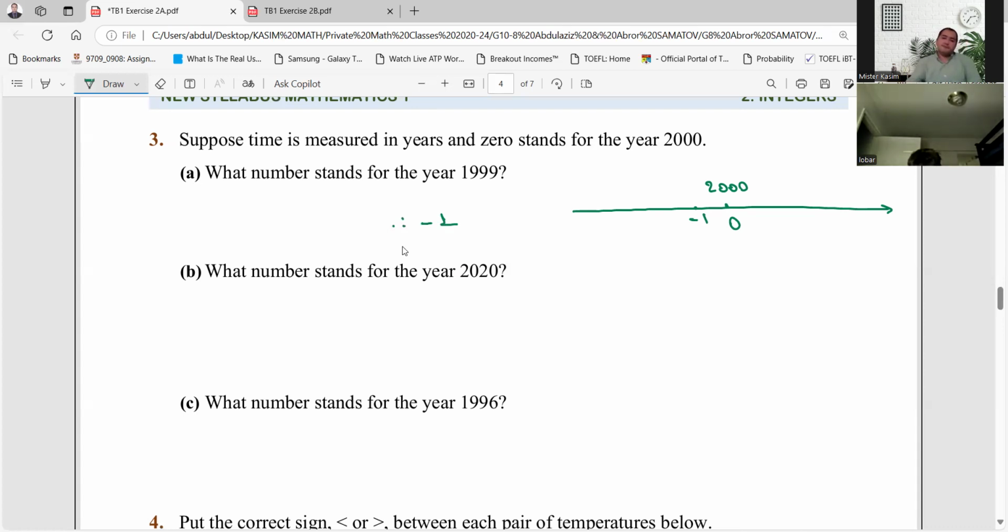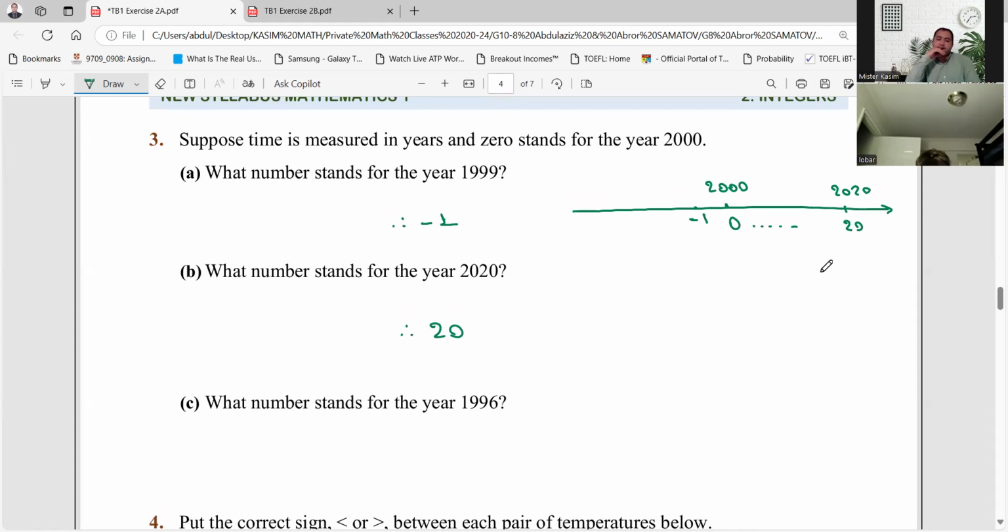Question B. What number stands for the year 2020? It is 20, right? Because from 0, this one is 20. That will be 2020, you're adding 20 years. Okay, C.